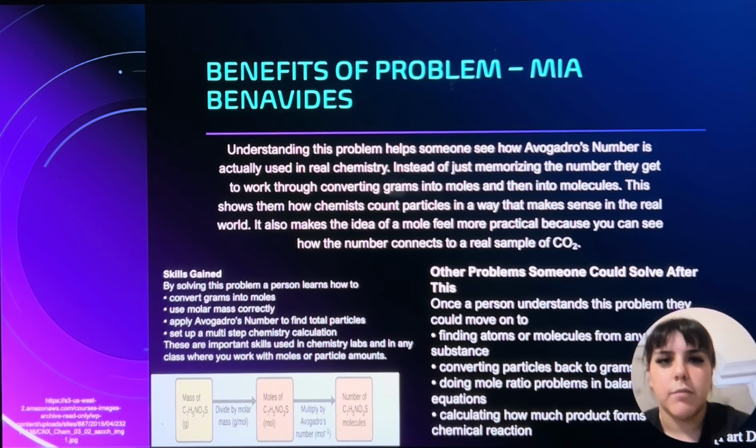Skills gained. By solving this problem, a person learns how to convert grams to moles, use molar mass, apply Avogadro's number to find particles, and set up a multi-step chemistry calculation. Other problems they could solve: after this, someone could move on to finding particles from any mass, converting particles back to grams, doing mole ratio problems, and calculating product amounts in chemical reactions.